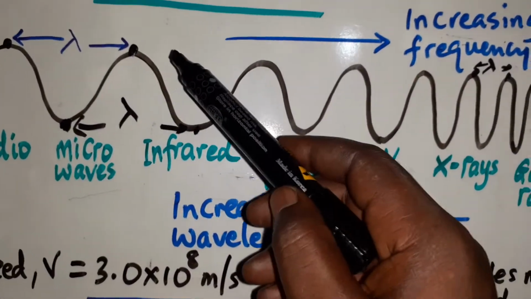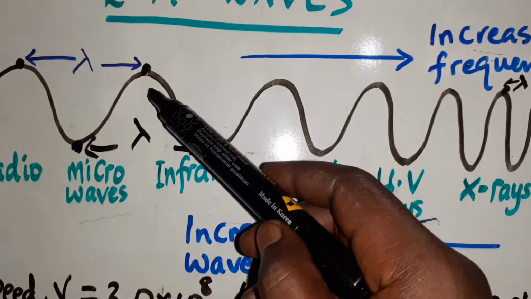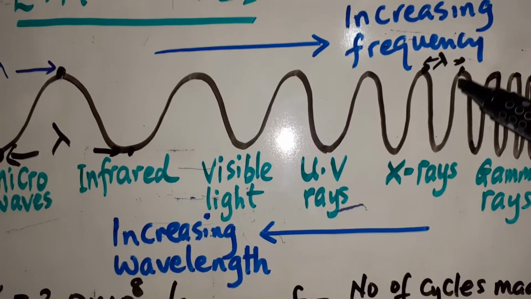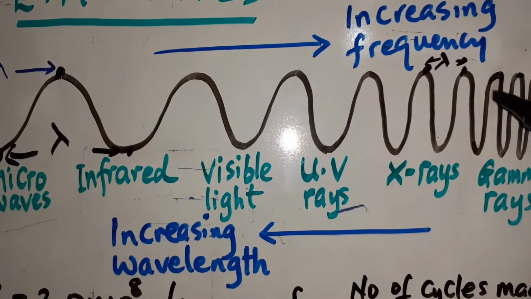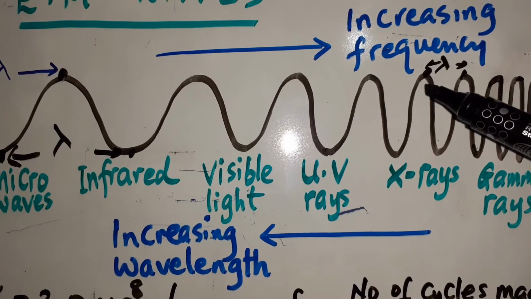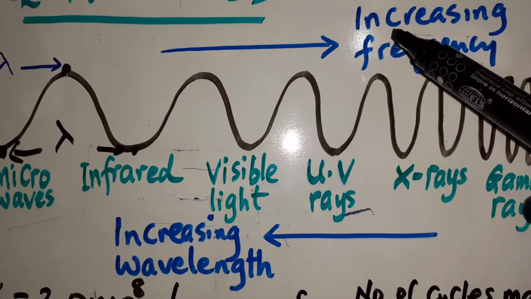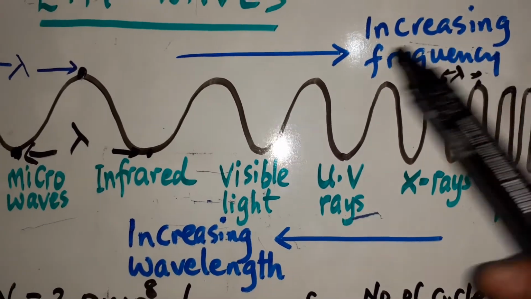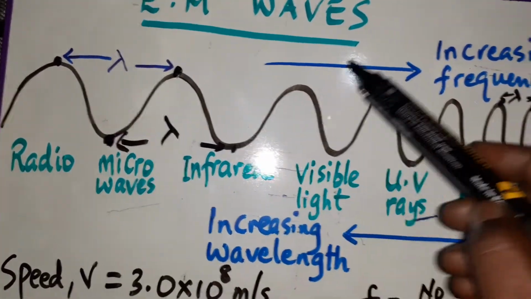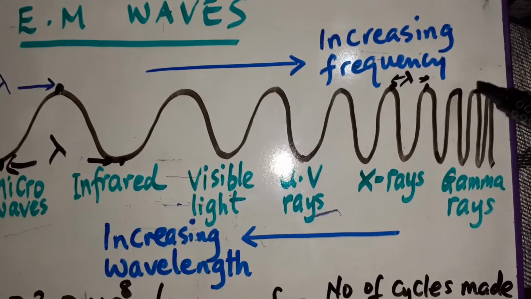But as the wavelength becomes smaller, you can see right here, we are making more waves per second. As you count the number of waves, we have more complete waves per second. So it means the frequency, as you move towards the right, is increasing. As you move towards the left, frequency is decreasing. So this is low frequency, and right here we have high frequency.